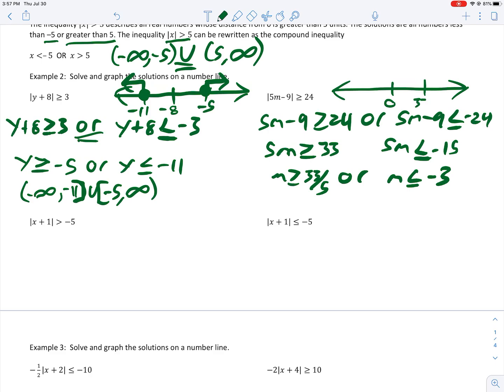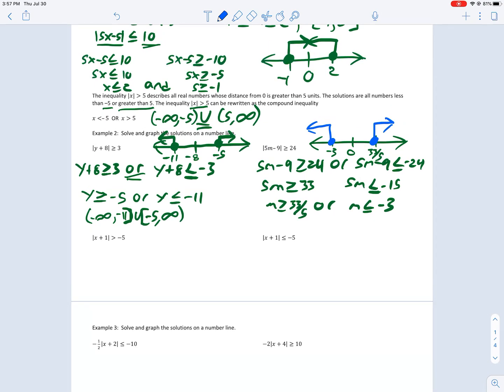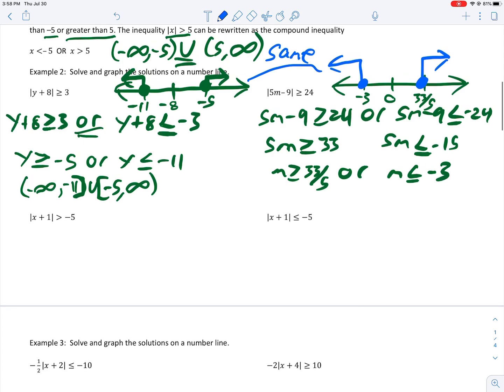Put this on a number line. Again, 0, 33 over 5, negative 3. Solid dots because it's less than or equal to. Numbers less than negative 3 are to the left of it. Numbers greater than 33 over 5 are to the right. So you get the same diagram. Again, these two are the same because it's an or, so the arrows go away from each other. If it was an and, like the first three we did, they're going to go towards each other. Solid dot because they have the equal bar underneath.